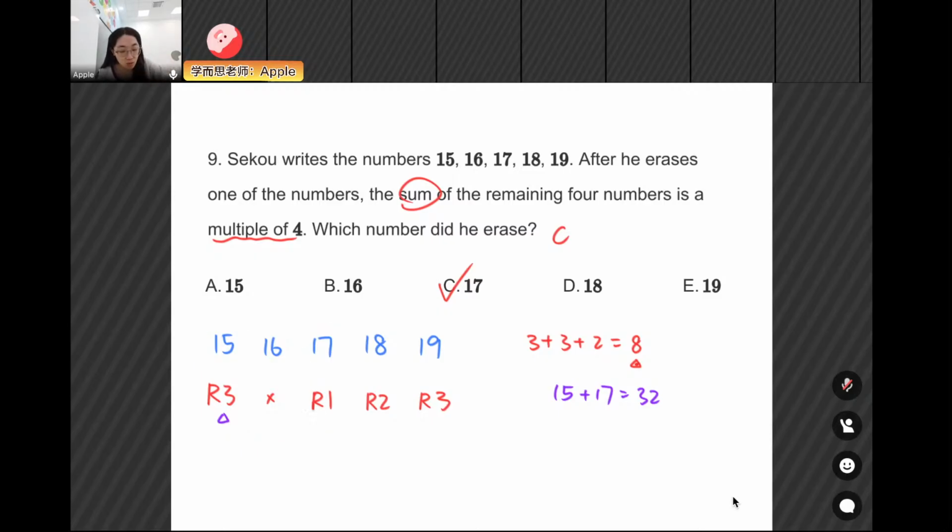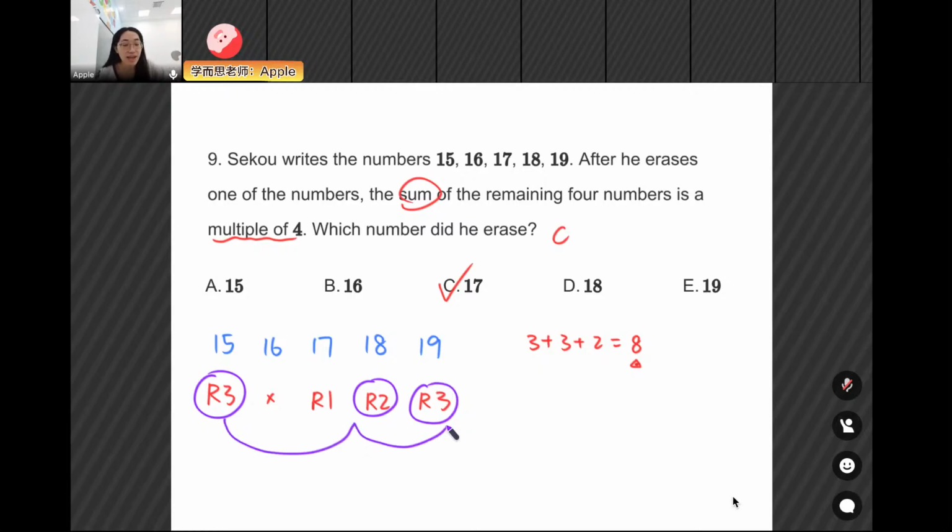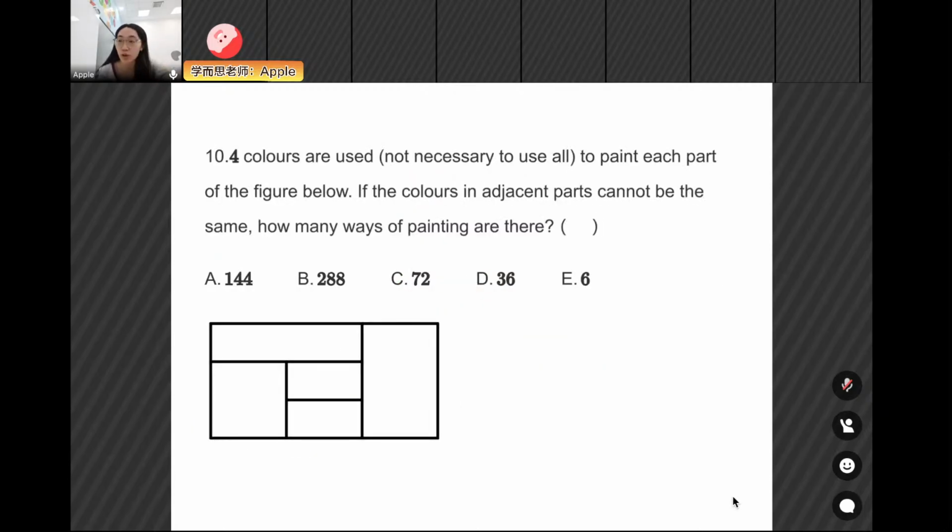So just back to the question. Now you see, what did we do just now? We pair R3, R2, R3. So here you see that for this part, we get 8. 8 is divisible by 4, which means the 3 numbers will add up to a number that is divisible by 4. Okay? Then next one, question 10.